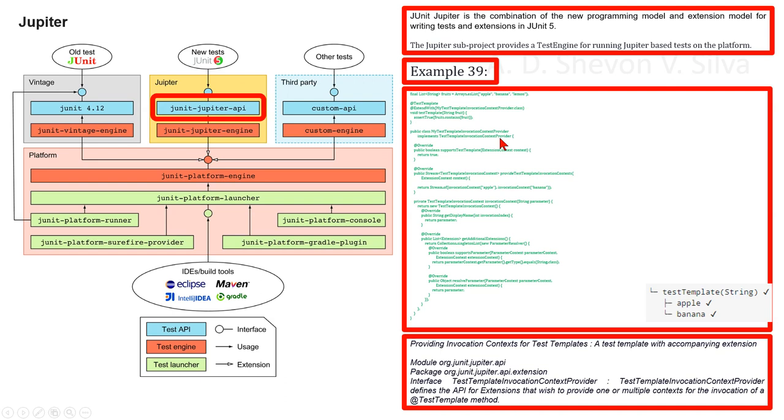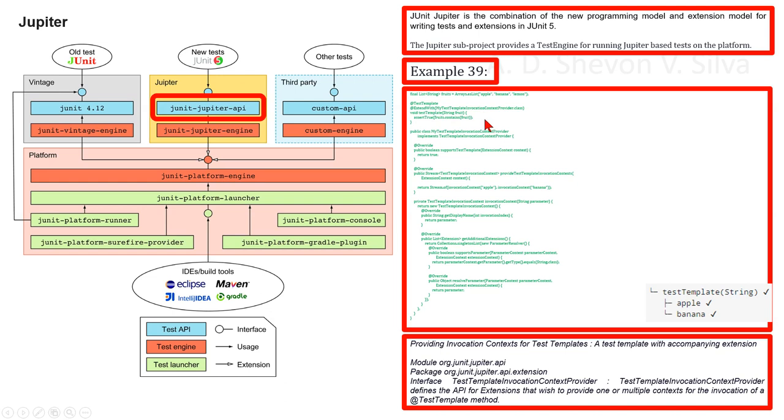In package org.junit.jupiter.api.extension in module org.junit.jupiter.api, a TestTemplateInvocationContextProvider defines the API for extensions that wish to provide one or multiple contexts for the invocation of a test template method.